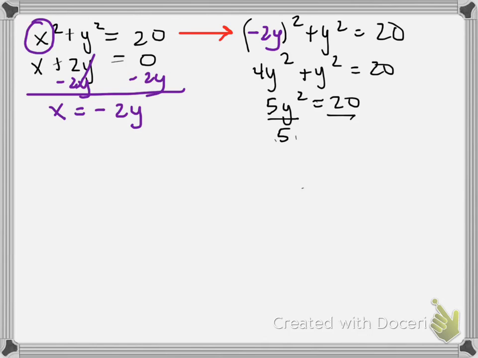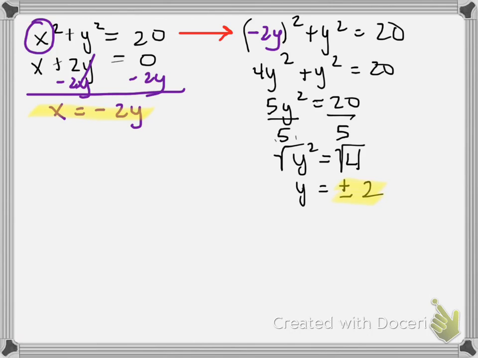Divide both sides by 5. Y squared equals 4. Take the square root of both sides, and I get y equals plus or minus 2. So when I plug back in, I have to plug in to find the x values when y is positive 2 and when y is negative 2. So I'm going to go back over to this equation here, and I'm going to plug in plus or minus 2 to see what my x values will be.